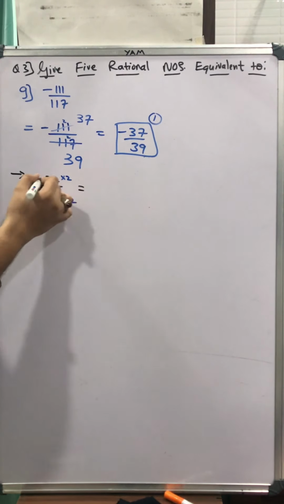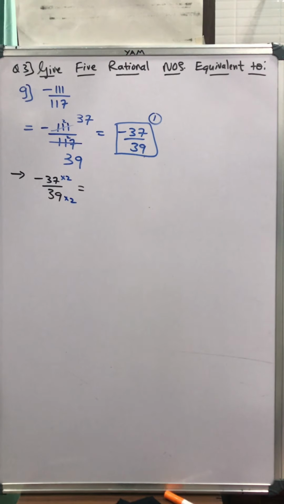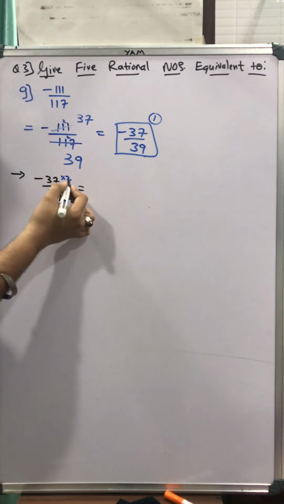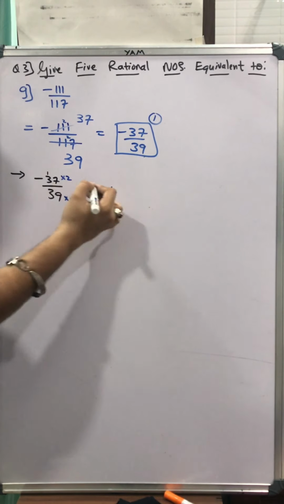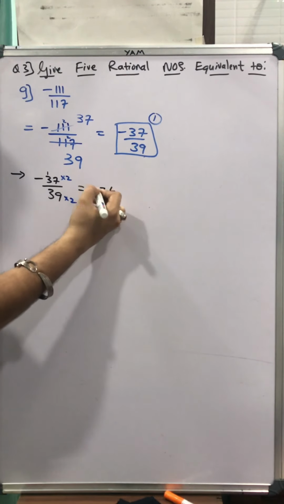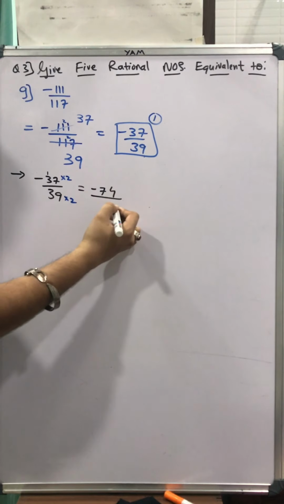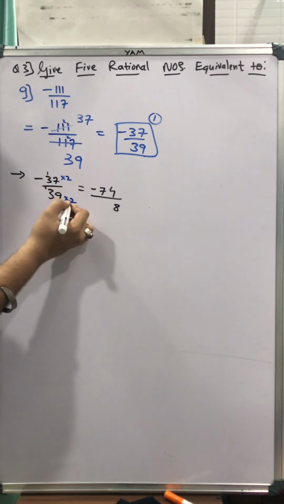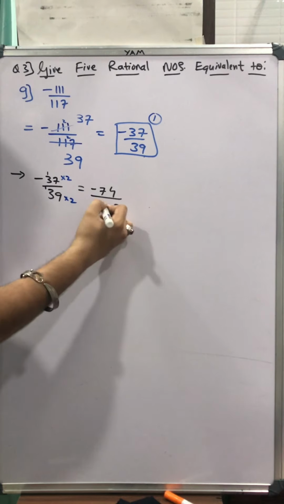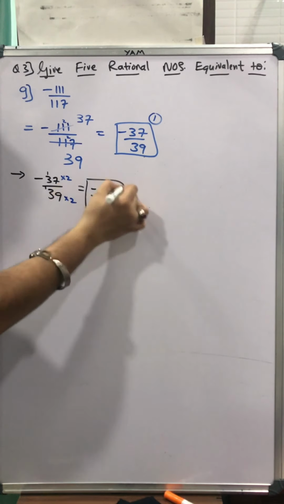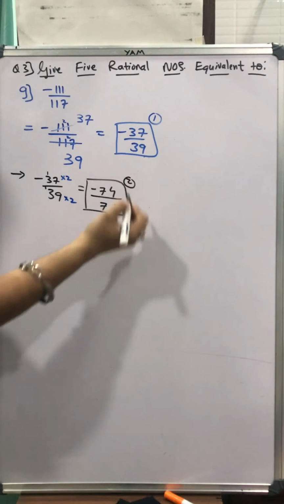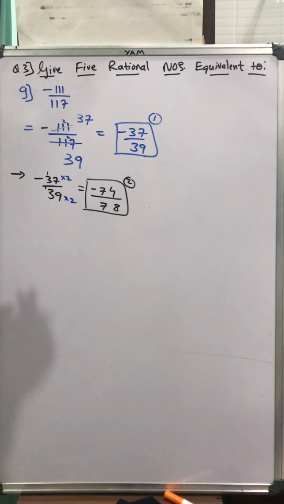So if I multiply 37 with 2 now, what will be the answer? Let's do it. 2 sevens are 14, carry over 1. 2 threes are 6 plus 1, 7. Don't forget this minus sign. Upon 2 nines are 18, carry over 1. 2 threes are 6 plus 1, 7. So the answer is minus 74 upon 78. This is my second rational number, which is equivalent to my original one.